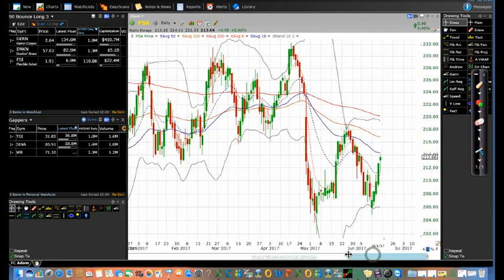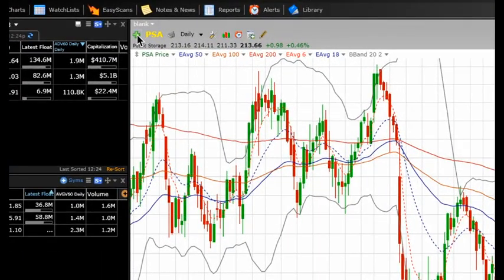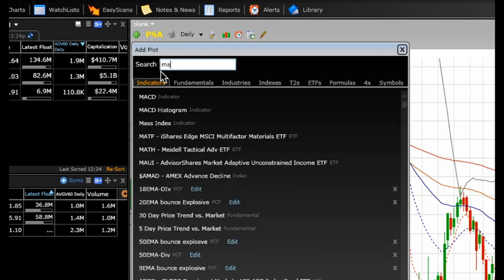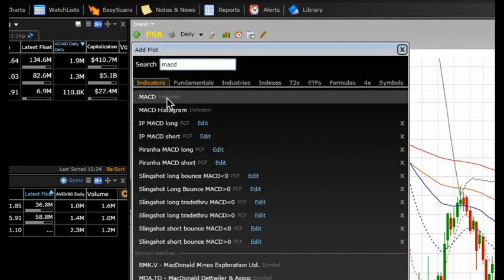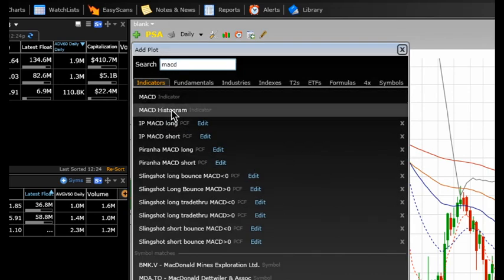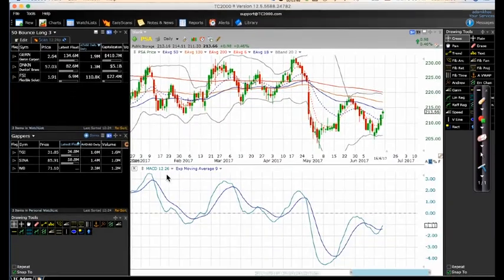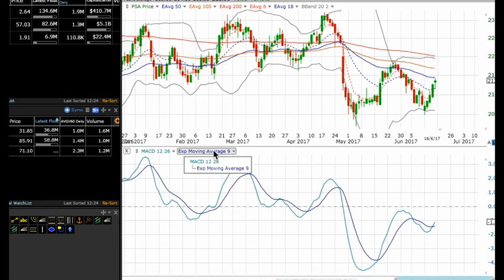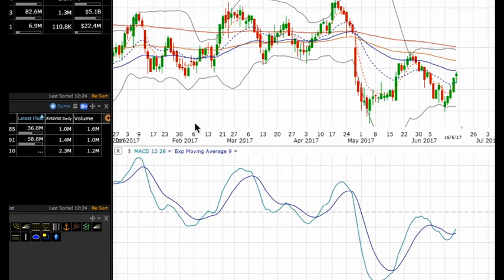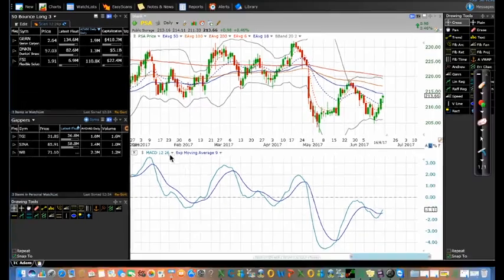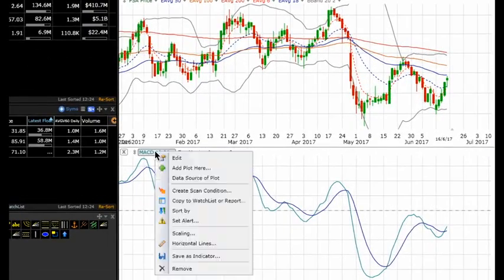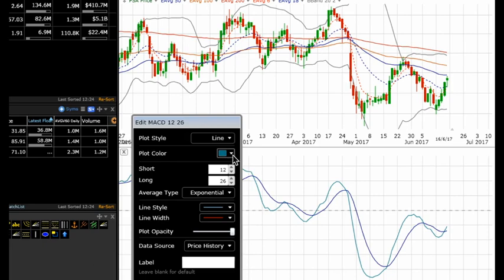Next, I'm going to put in the MACD. So add MACD indicator. Again, you could choose the histogram if you wanted to. It's a matter of preference. I'm going to choose indicator. And it's 12, 26, and 9 by default, right? So just leave it there. If your charting software is not 12, 26, and 9 by default, you have to change it, right, to 12, 26, and 9. I want to change the color though, so I'm going to click on this, edit, and black.